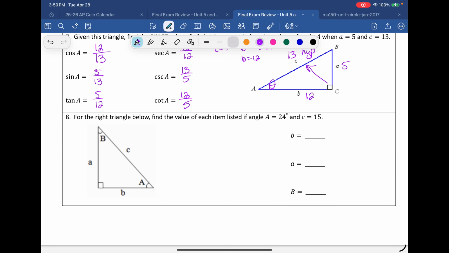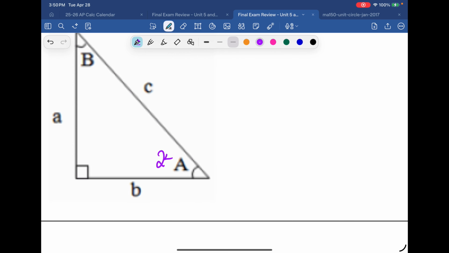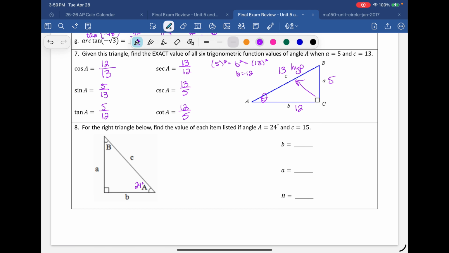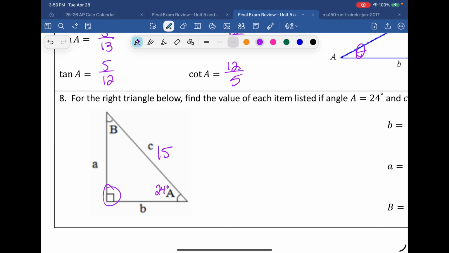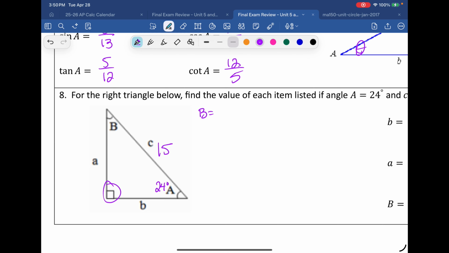Find the value of each item listed if angle A is 24 degrees and C is 15, which means we know the hypotenuse. If I know angle A and I know that we have a right angle, then I can find angle B, either by adding them and subtracting from 180 or simply subtracting the 24 from the 90, which is 66 degrees.